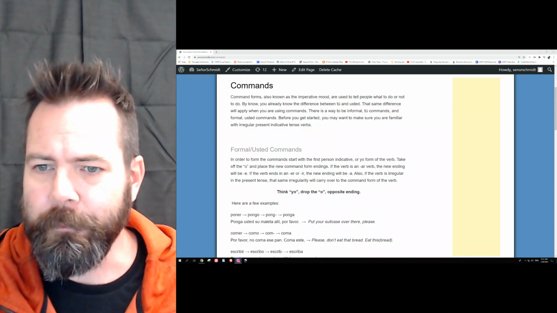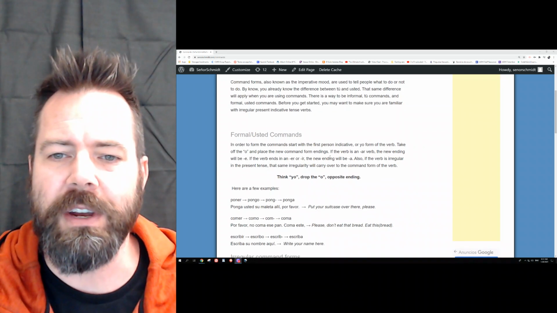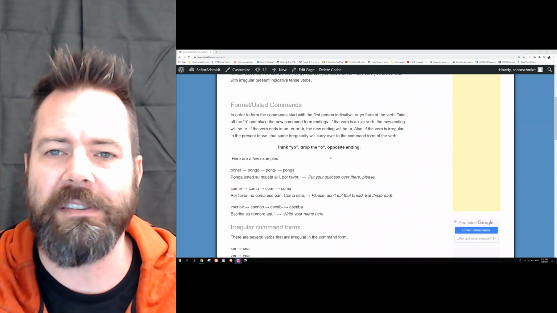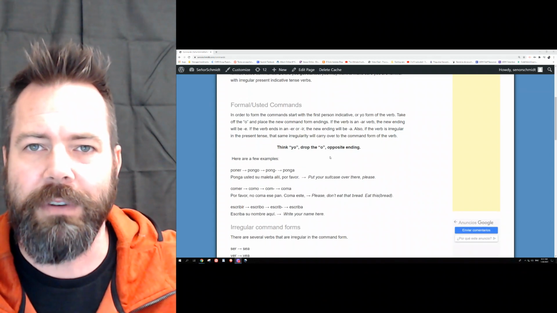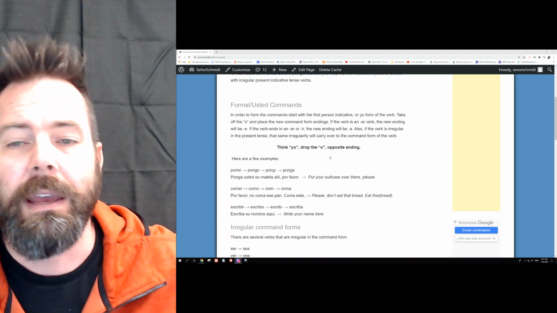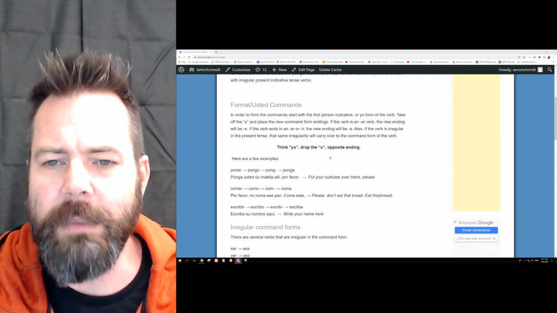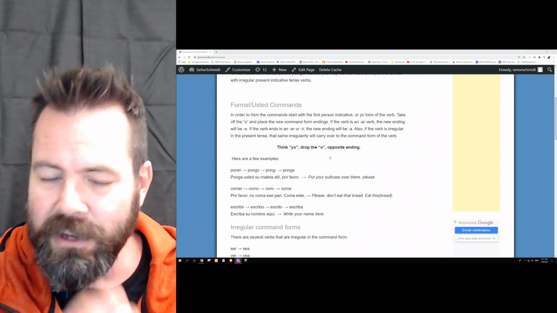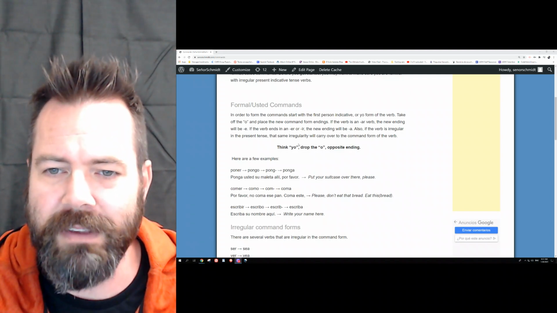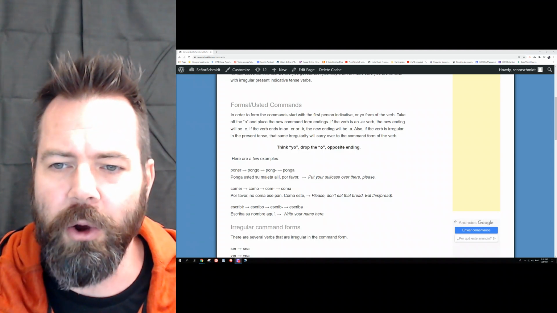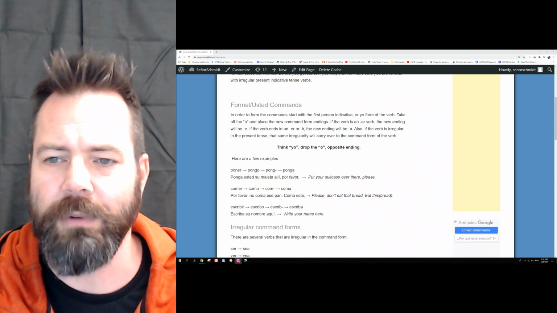Okay, so if you already know subjunctive, that's great, because formal commands and subjunctive are the exact same spelling of your verbs and same irregularities and everything. If you don't know subjunctive, well, then that's all right. So formal commands, you basically take your verb, you take the yo form in present tense, you drop the o, and you put the opposite ending on. So think yo, drop the o, opposite ending.